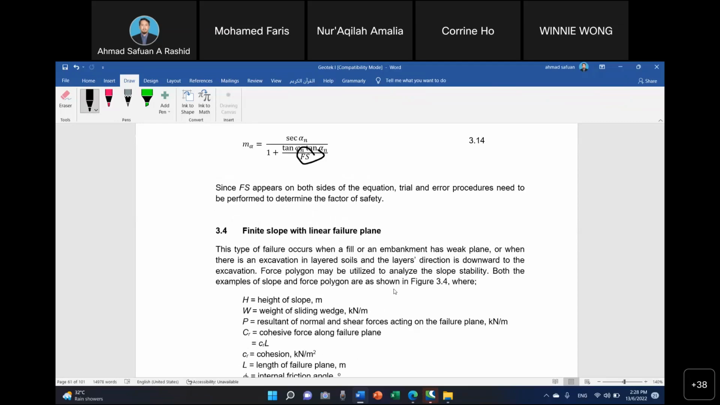So then we move to another approach, which is a linear method.